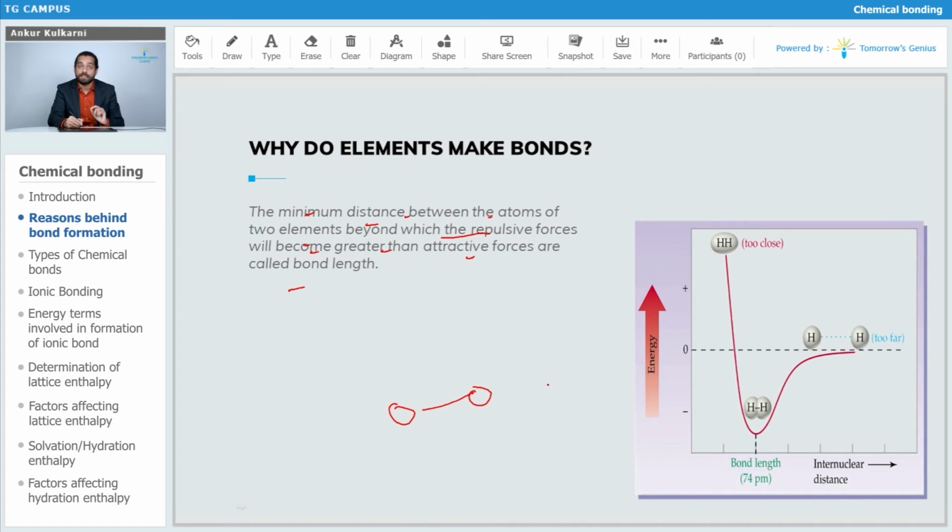When someone asks you what is bond length, please do not just say the distance between two atoms. It is not true. It is also required in terms of energy, correct? Now let's go ahead.